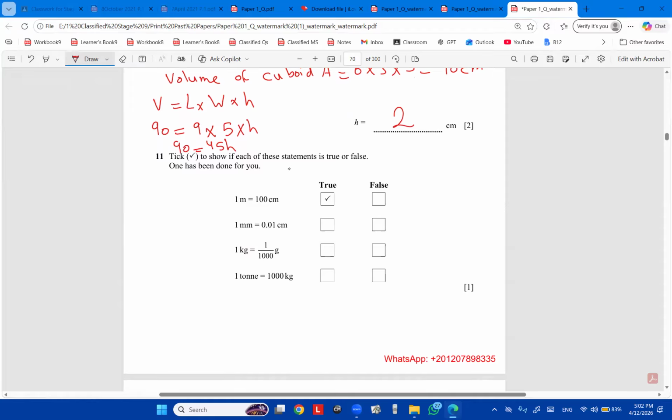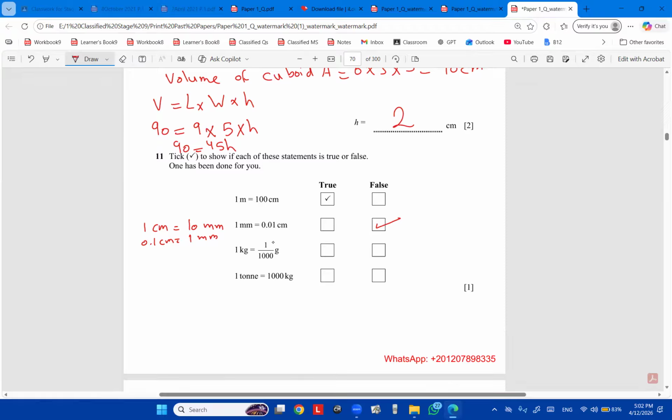Tick to show if each of these statements is true or false. One has been done for you. 1 meter is 100 centimeters. This is true. But 1 millimeter is equal to 1/100th of a centimeter. Well, we should know that 1 centimeter equals 10 millimeters. So if you want to go the other way around, 1 millimeter equals 1 over 10, which is 0.1 centimeter. So this is false, not 0.01.